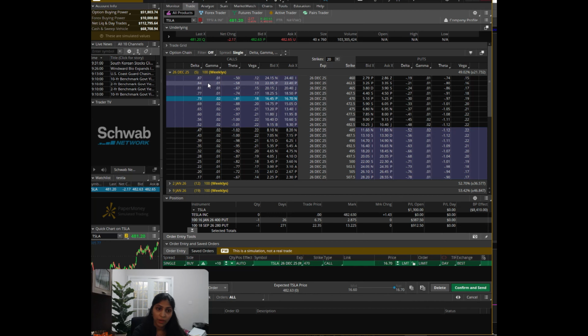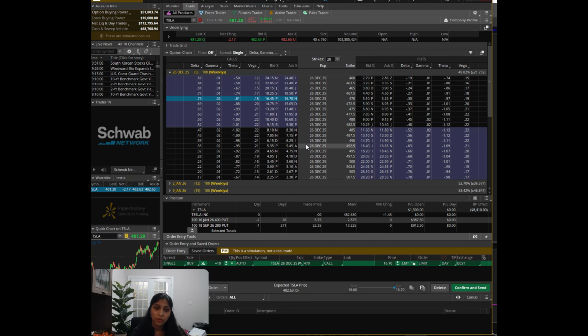If you go even further up, like if you take this contract which is a 460 strike price, the delta, if you see, is 87, which means for every dollar move you are going to make $87. This is very, very close to if you own a real 100 shares.